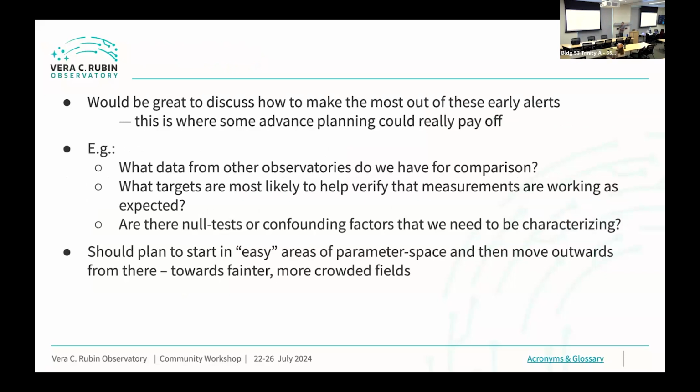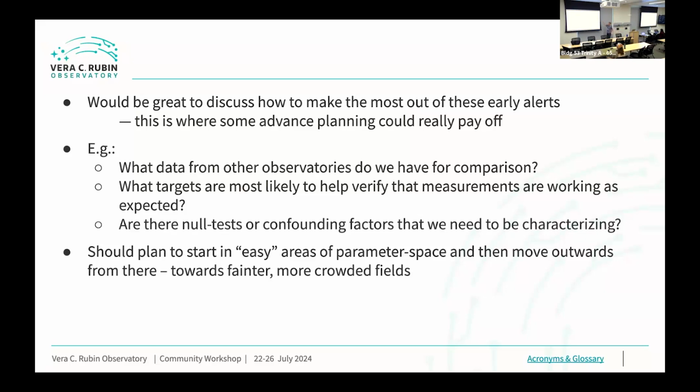So I put just a few questions, topics, thoughts for discussion that I had here. I think the alerts is something where if we put some effort in now to thinking about what will let us make the most out of those alerts, that will help a whole lot when we get this alert stream starting to flow. So I think advanced planning really pays off when we're talking about alert streams coming from the telescope.